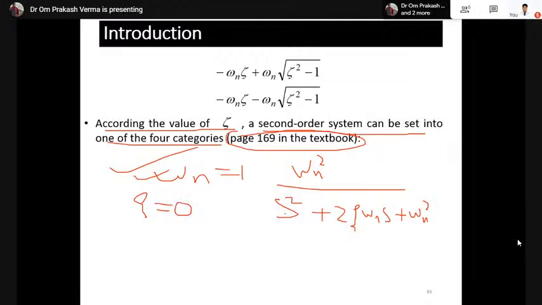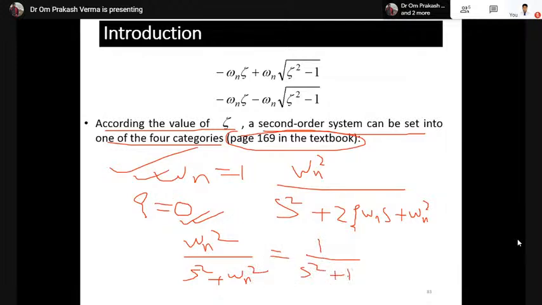So when you put the value 0, the equation becomes omega n square upon s square plus omega n square, or it becomes 1 upon s square plus 1, right? When you take the Laplace inverse, then it becomes simply sine t, right? Sine t.